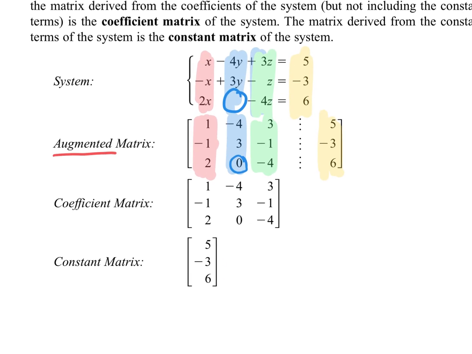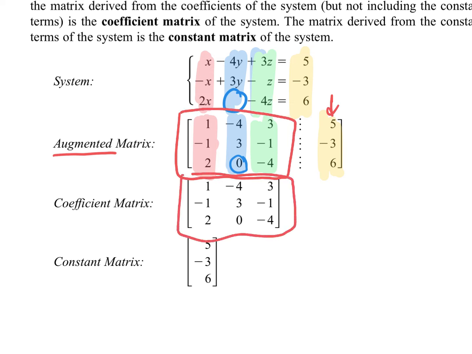What's the yellow? Sorry. With the highlight, this is the constants. Like what it's equal to. So if I were to just write a matrix with the coefficients, that would be our coefficient matrix. And then if I were to just write a matrix with the constants, that would be the constant matrix.